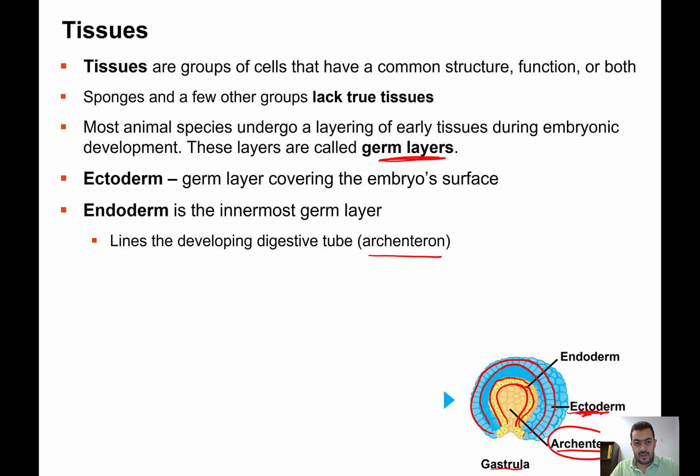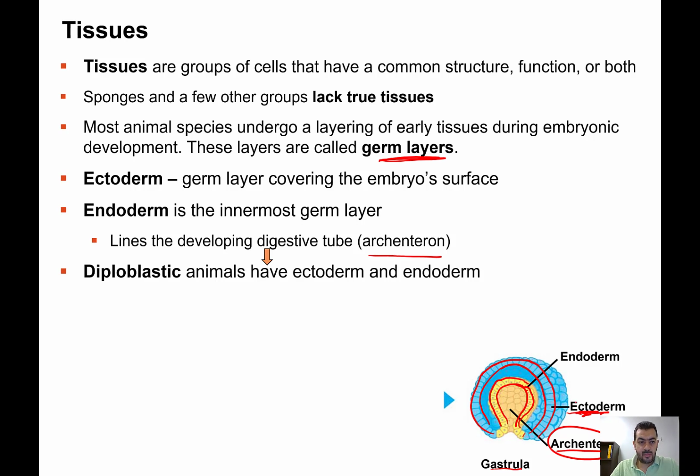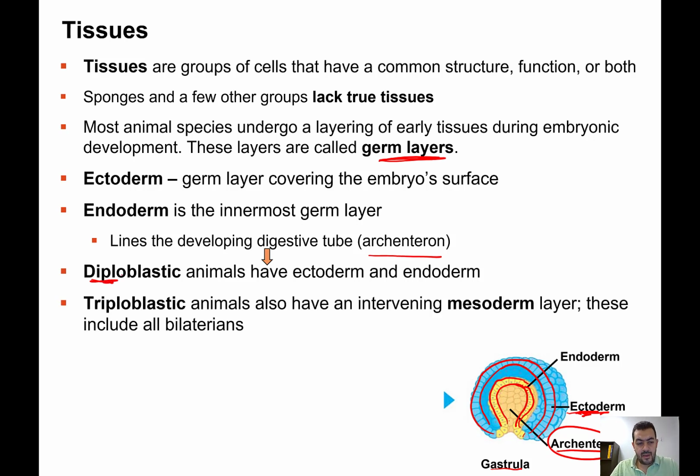If an animal has these 2 layers, the ectoderm and the endoderm, we will call this animal diploblastic. Diploblastic animals have these 2 layers, and you know that diplo means 2. Then triploblastic animals have an additional layer called the mesoderm. This characteristic, we'll find it in those animals which show bilateral symmetry.